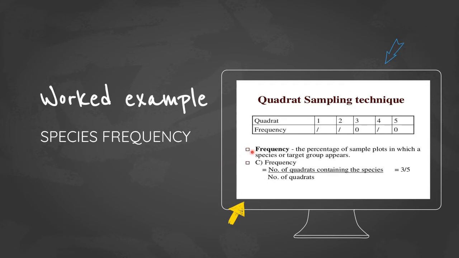So we're going to look at species frequency again. So we said that species frequency is just the percentage of sample quadrats that shows the species or the target group appearing. And we're using the slashes to suggest the presence of the species and the 0 represents the absence. So how many quadrats contain the species? Well, we have 1 here, 2, and 3. So 3 out of the 5 quadrats contain the species.